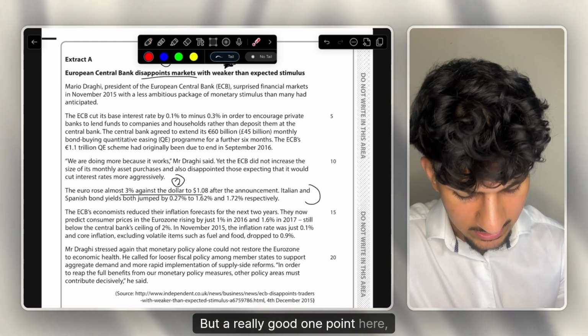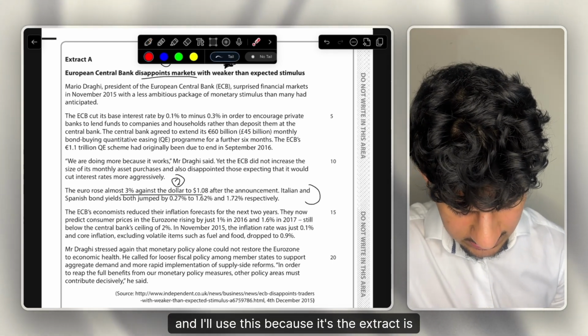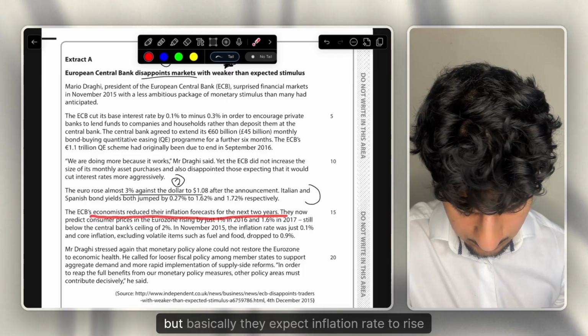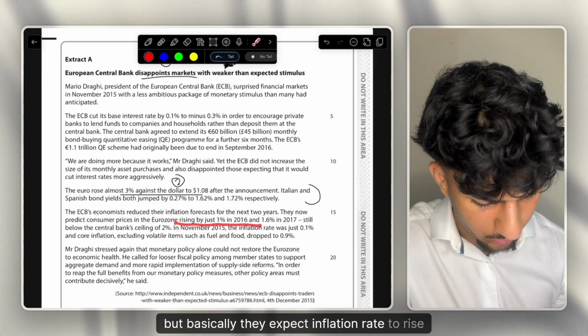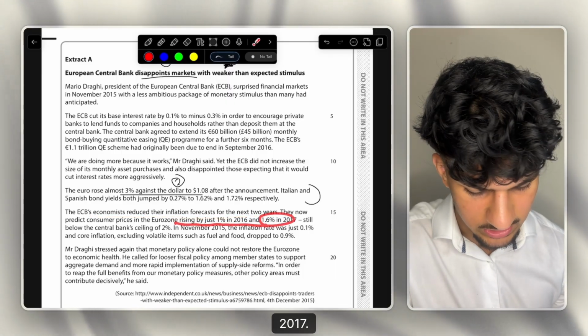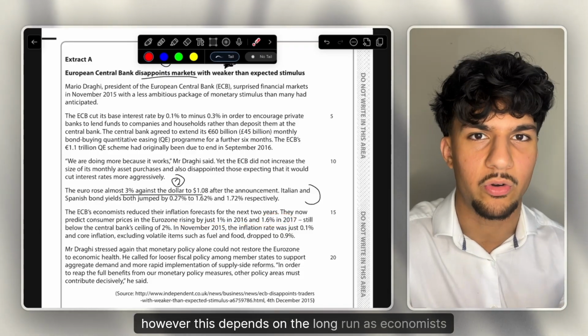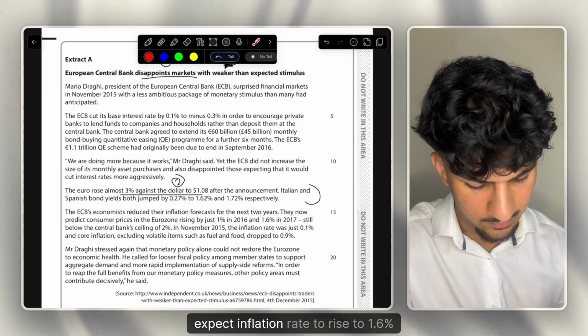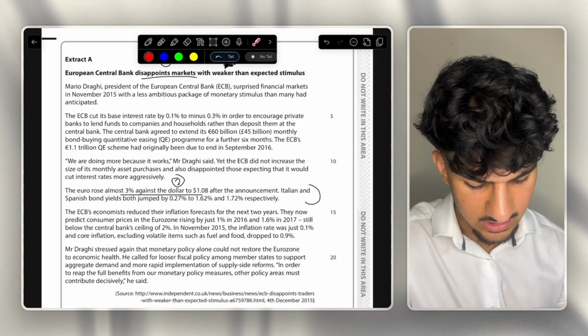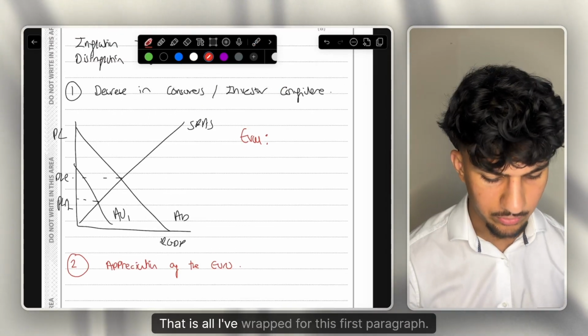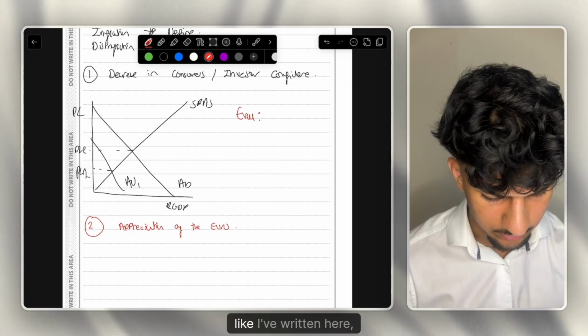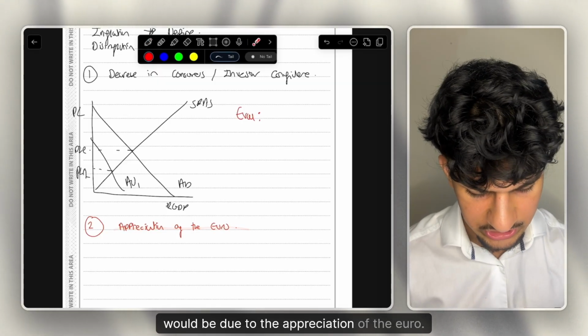But a really good point here, and I'll use this because it's in the extract, is that economists expect the inflation rate to rise in 2017. So you could say, however, this depends on the long run, as economists expect inflation rate to rise to 1.6% in 2017. And that is all I've written for this first paragraph, and then my second paragraph, like I've written here, would be due to the appreciation of the euro.